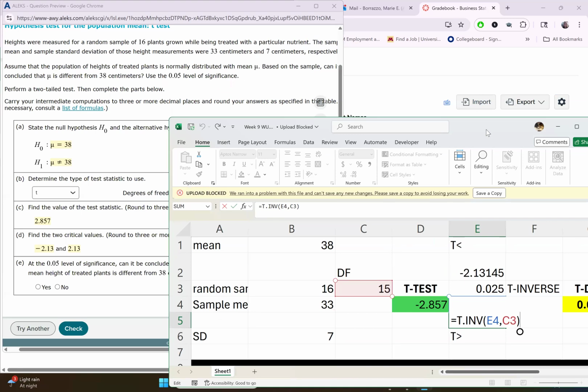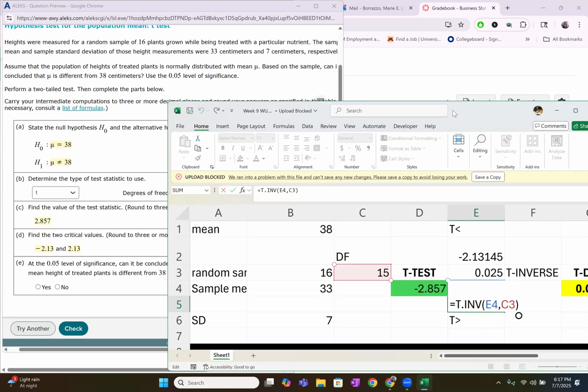Okay, what other questions do you have so far? So you want to see how well we did this? Well, we have to do this one here. At the 0.05 level of significance, can we conclude that the population mean of treated plants is different from 38? So in this case, what do you think? Yes or no?